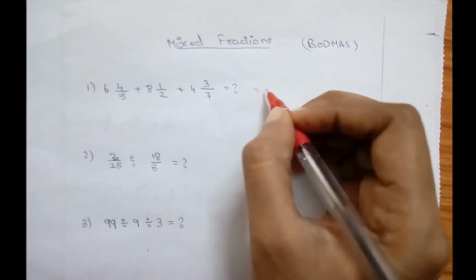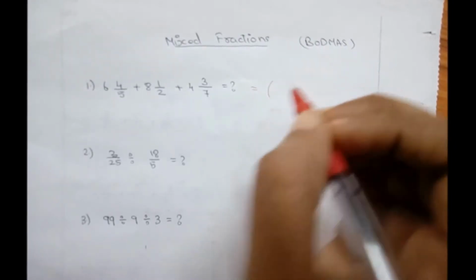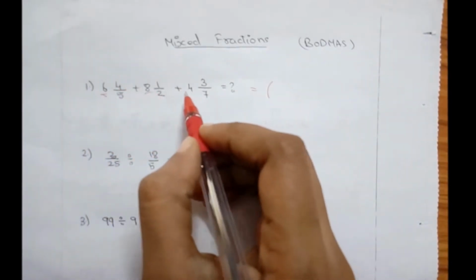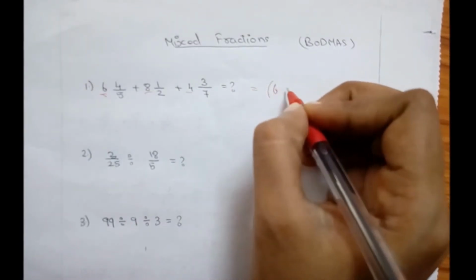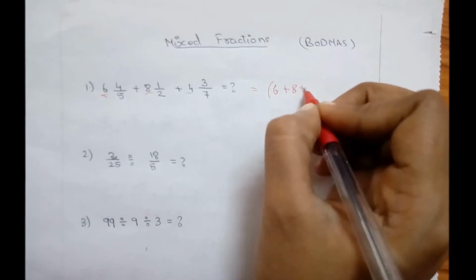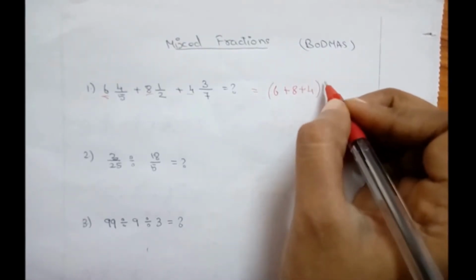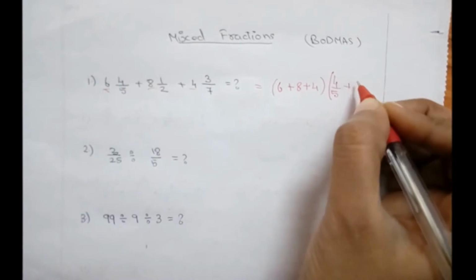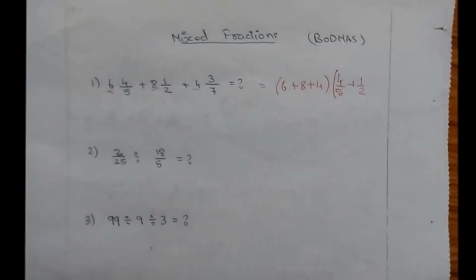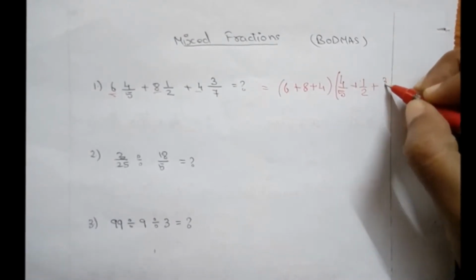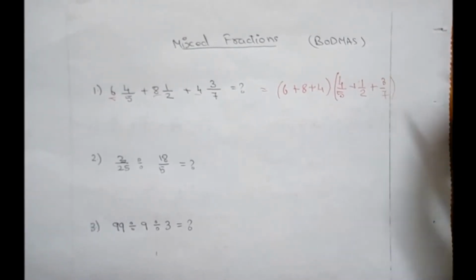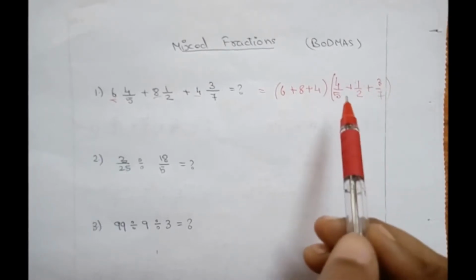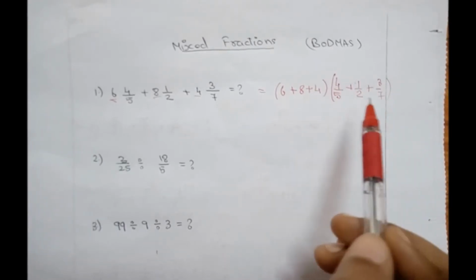See, for the first sum I'm going to write it like this, which is the fraction part. Here I'm going to take this 6, 8 and 4, and write it here: 6 plus 8 plus 4. So what I will have is here 4 by 5 plus 1 by 2 plus 3 by 7. Here what I am going to solve is only this fraction part. It will be easier as it has all small numbers.